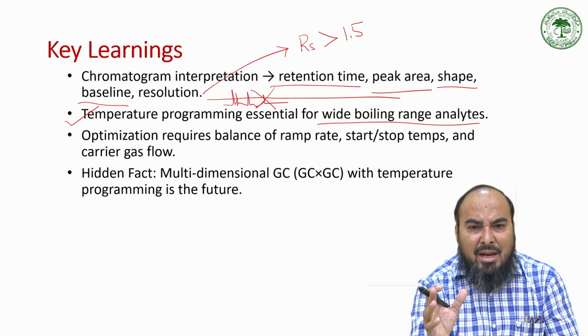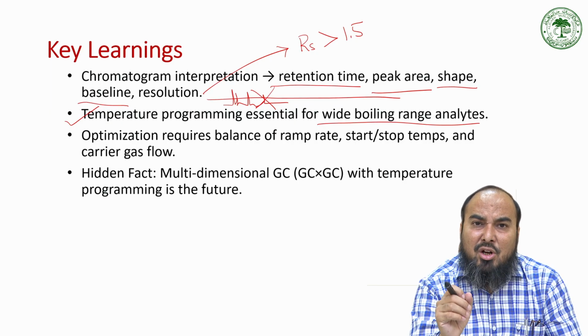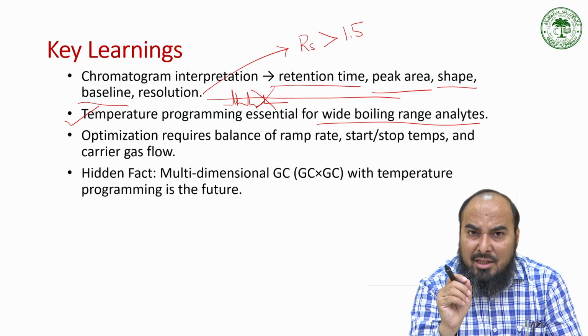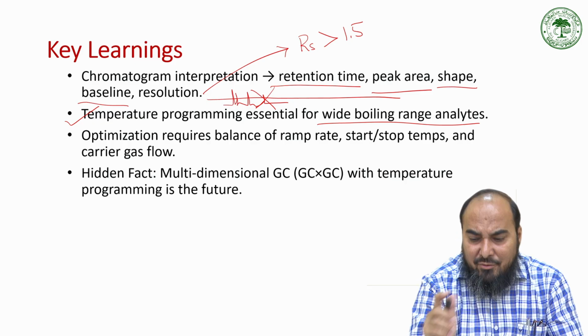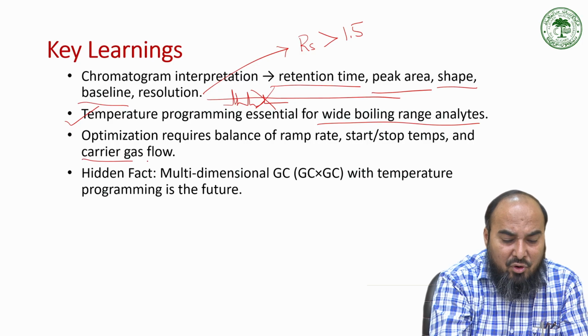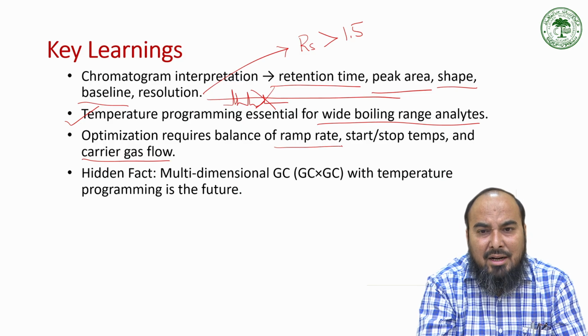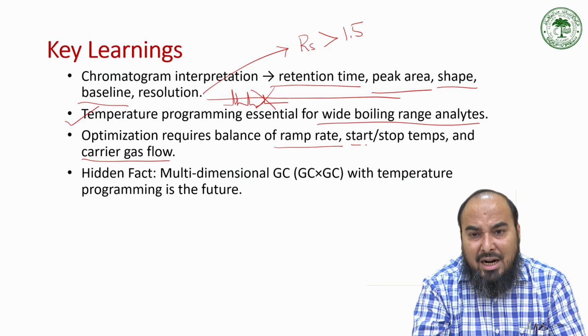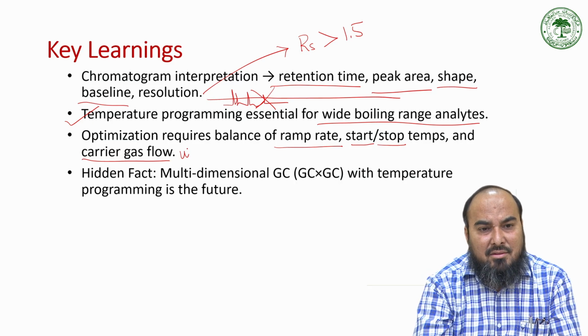Okay. Similarly, optimization. You have to optimize your ramp rate, and you have to look for the initial temperature of your column, at what temperature you have to start your column, and that start temperature is decided by the boiling point of the least boiling point component. And you also have to adjust the carrier flow, because this is very important. If you increase the flow rate, then Cu will increase. So you have to look for the ramp rate, choose the start temperature and also the stop temperature, and look for the u, the carrier gas velocity.